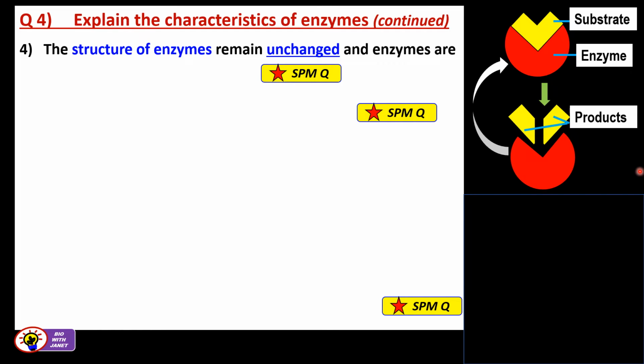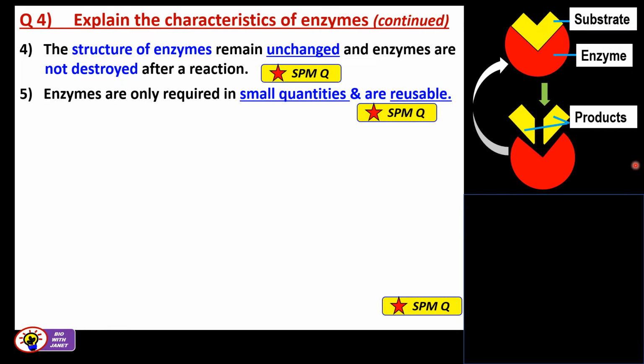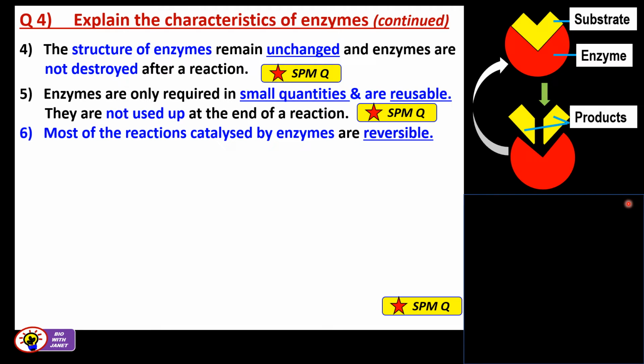Characteristics of enzymes, continue. Number 4. The structure of enzymes remains unchanged and enzymes are not destroyed after a reaction. As we can see from the lock and key hypothesis, at the end of the reaction, the enzyme still remains as it was originally, so it's not destroyed at the end of the reaction. Therefore, it's only required in small quantities because it is reusable. They are not used up at the end of the reaction, and they can be used over and over again to catalyze other reactions.